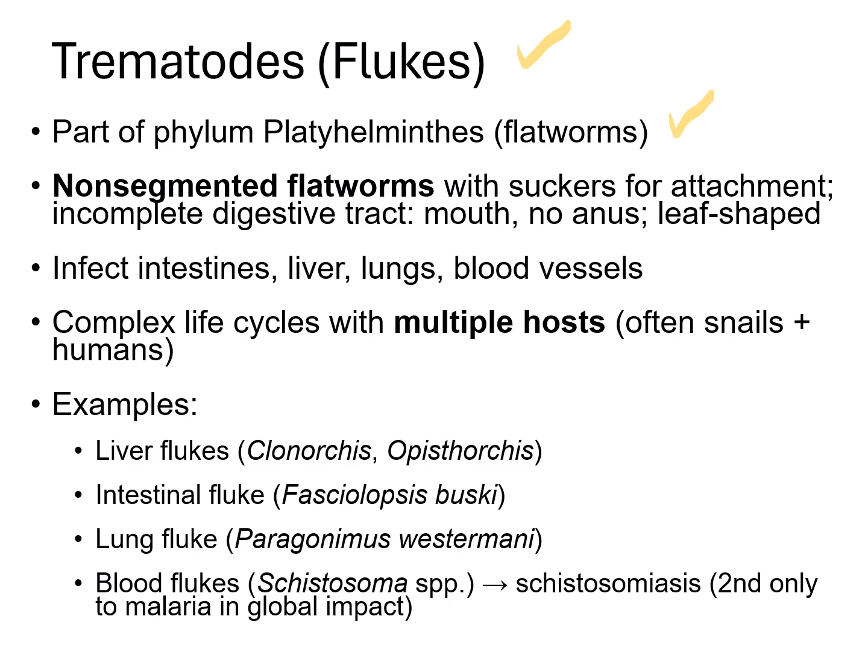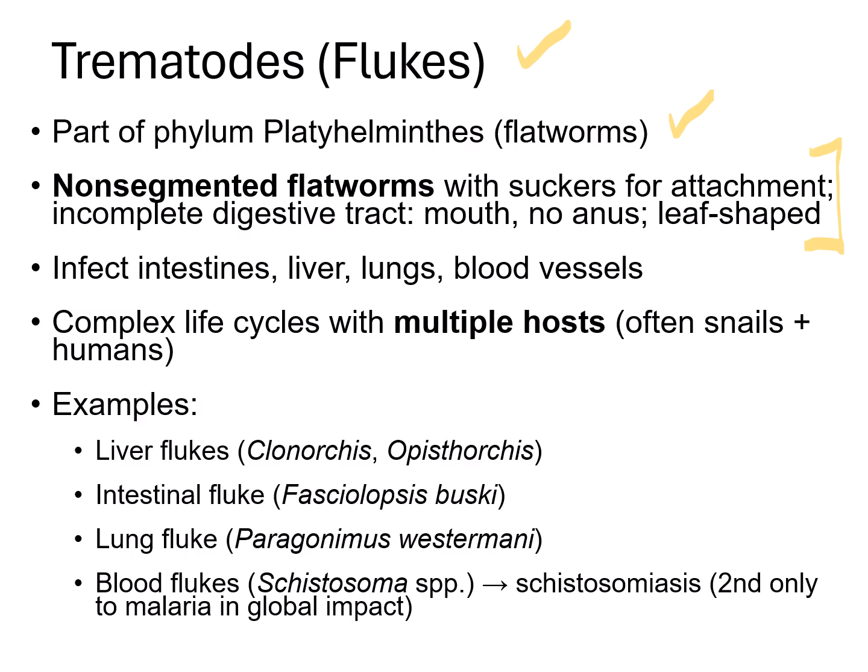Trematodes are non-segmented flatworms that have suckers for attachment. They also usually have a mouth but no anus. This means they have an incomplete digestive tract, so this worm only has a single opening that serves as both their mouth and their anus. So nutrient intake comes in through the mouth, and waste also comes back out of that opening.